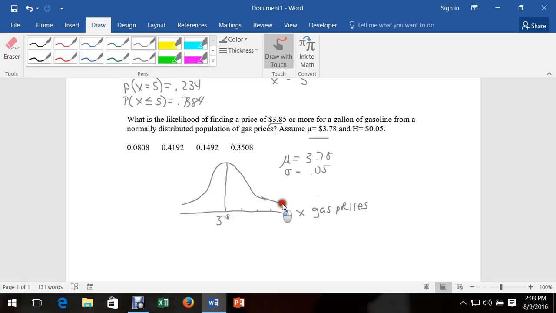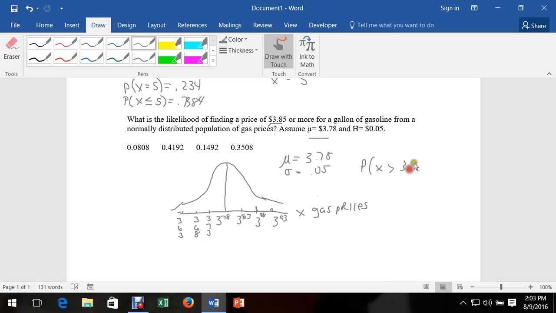So let me draw this over. We can add 5 cents above the mean and get 3.83. One more, 3.88 is right here. And finally, 3.93 would be right there. It's 3 standard deviations above the mean. We could do the same thing below the mean. We could subtract a nickel from 3.78 and get 3.73, and then 3.68, and then 3.63.